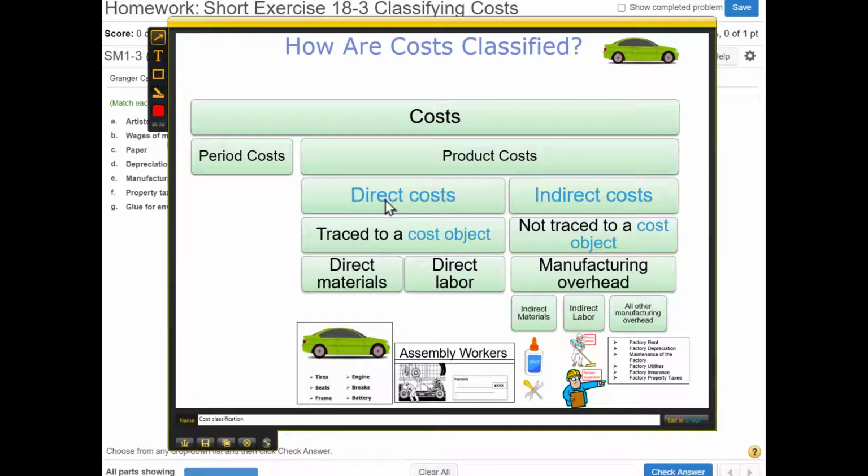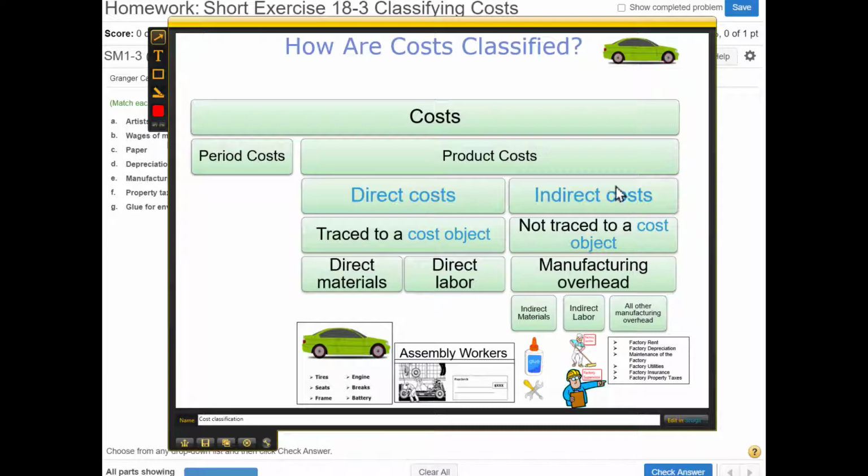indirect costs. A direct cost is a cost that can be directly tied to making the car, such as direct materials, like which tires were used to build the car, which seats, which frame, etc. And the direct labor are the people who work directly on making those cars. Using their timesheets, you can tell who worked on what cars. So they are direct labor, which is a form of a direct cost.